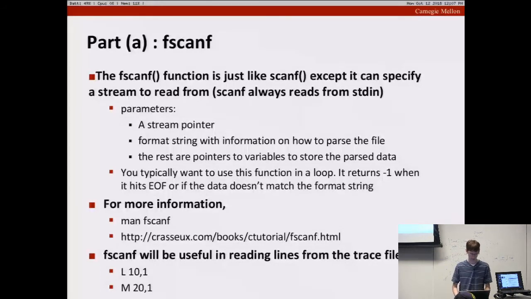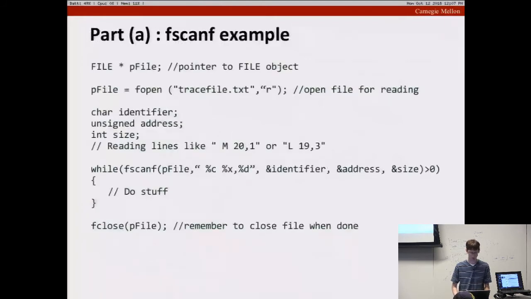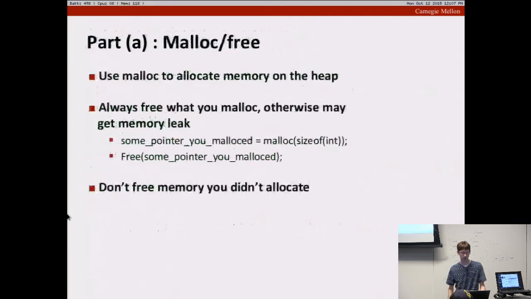Let's see, okay. What else? Here's an example of that scanf being used. Here it expects a string that starts with a space and then has a character and then a space, and then some hex value, a comma, and then it's going to read the last thing off as an integer. This is essentially the sort of thing that you're going to use. This is about exactly what you'll want to be able to read the trace files.